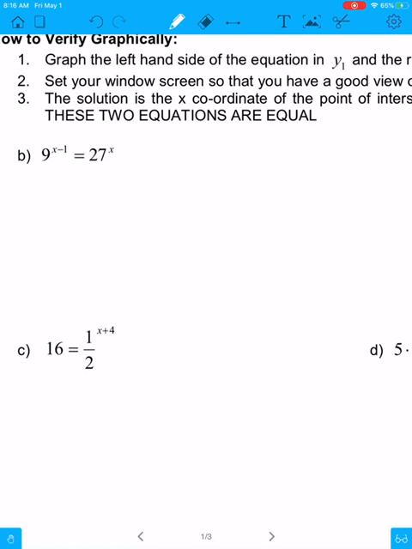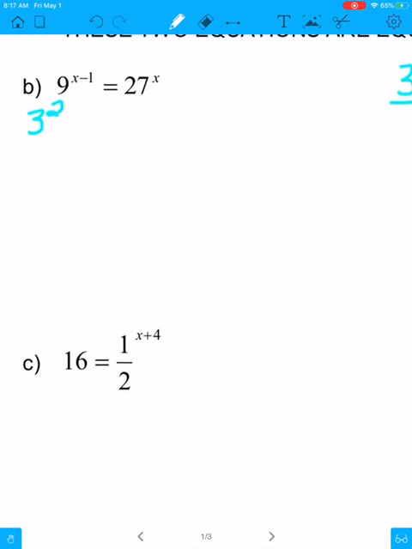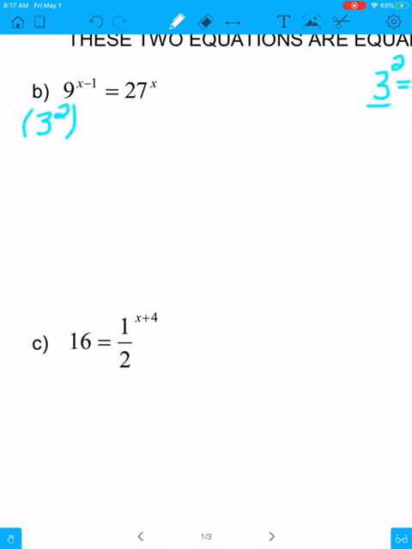We're actually going to have to change the base of both of them. They're both base 3 functions. How do I know that? Because I know 3 squared is 9, and I know 3 cubed is 27. So the common base that I can make them both be is base 3. So that's what I'm going to do. I'm going to put 3 squared in for the 9, and I still have x minus 1 as my exponent, equals 27, which is 3 cubed in brackets, and x is still my exponent.